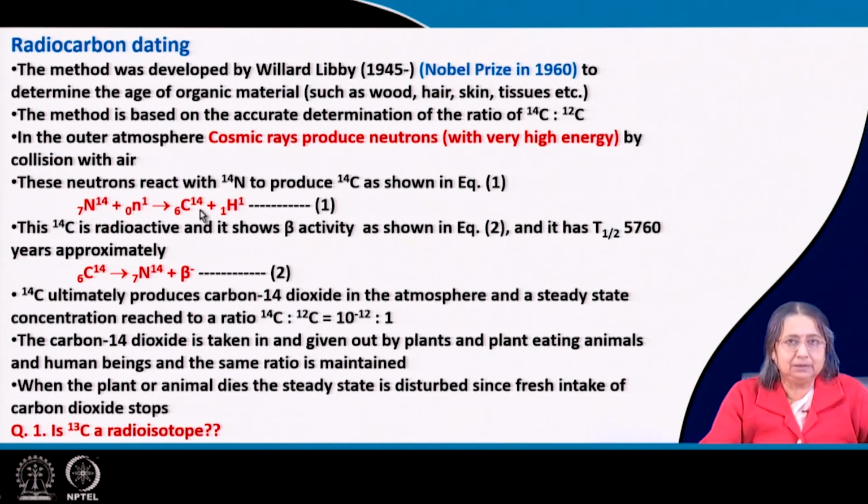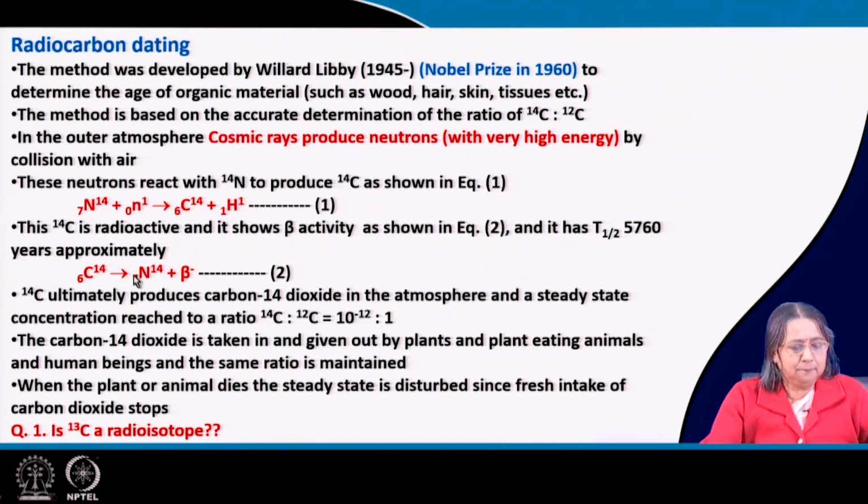So, 8 is to 6, the neutron proton ratio. Now, here this is radioactive. This C14 shows beta activity. What does it mean? That means it radiates an electron, beta activity means electron, as shown in equation 2, and it has a T half of approximately 5760 years. This is the half life of this carbon 14.